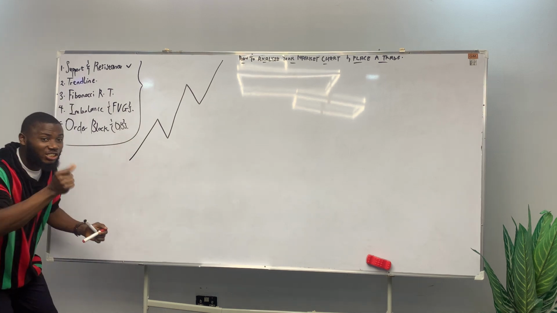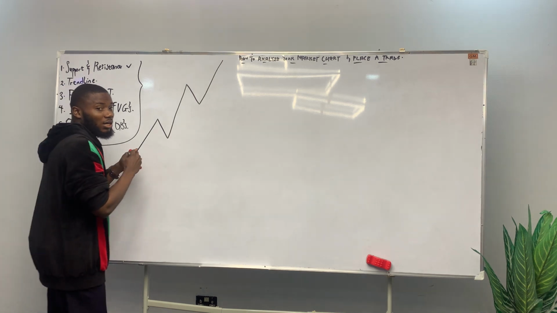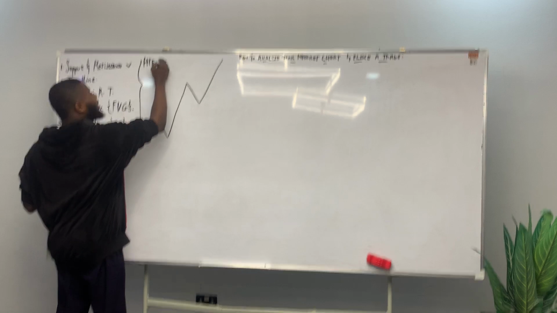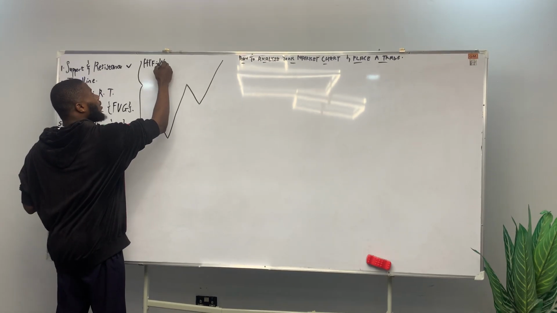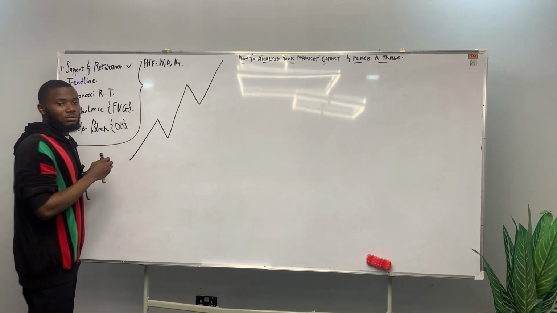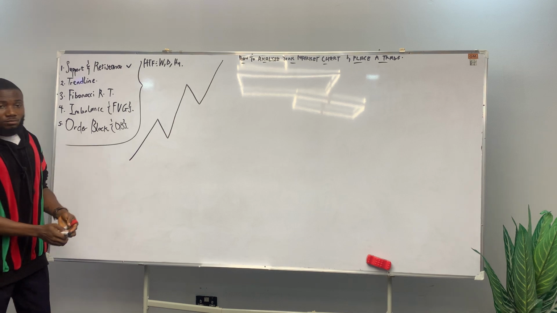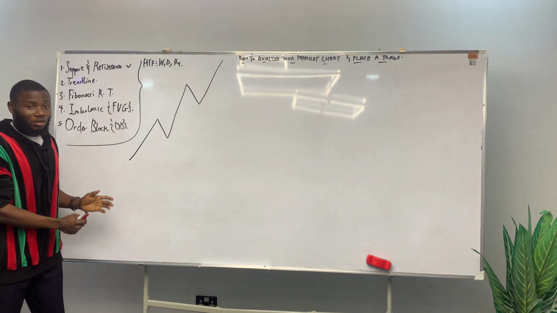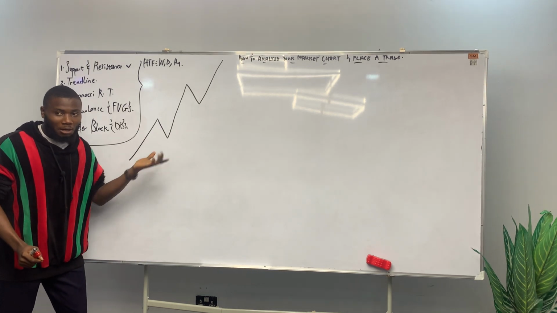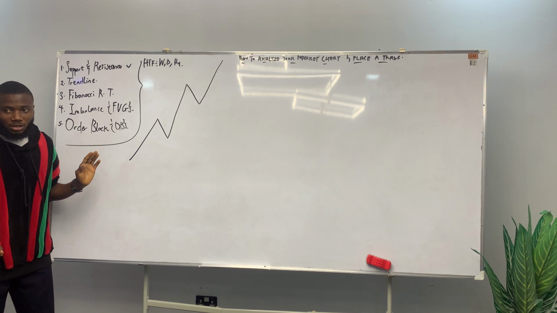The first thing you need to do is go to the higher time frame, either weekly, or daily, or H4. When you go to the higher time frame, you look at the chart. Is it trending? Is it an uptrend or a downtrend?